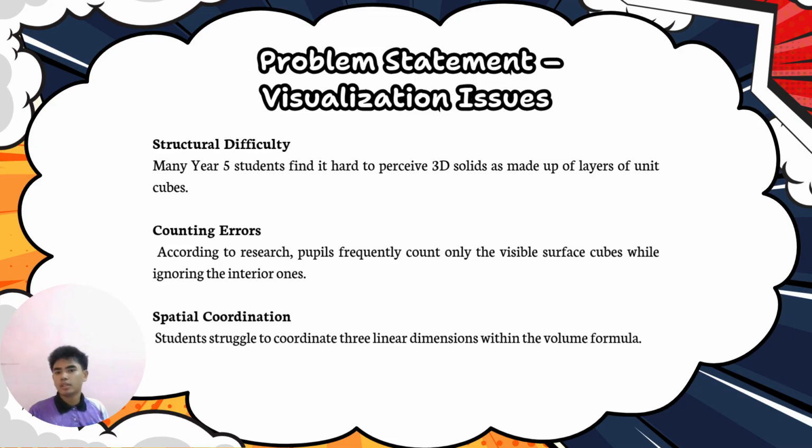The next problem that occurs is counting errors. According to research, pupils frequently count only the visible surface cubes while ignoring the interior ones. For example, in a picture or a question, they always show only the surface. A cube in a page might show only three surfaces. So what are the three surfaces? Because a cube has six surfaces overall.